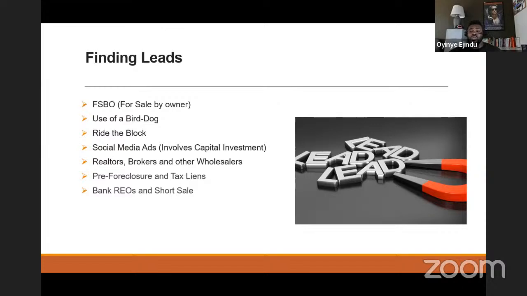Bank REOs and short sales, people need this help, right? So when the bank is taking over a property, it's called a bank real estate owned. You have the ability to purchase these properties directly from the bank for a lot cheaper, or even from people who might not be able to pay their mortgage and they're willing to sell the property to you because the bank has approved the short sale. So again, this is just a few ways to find leads.